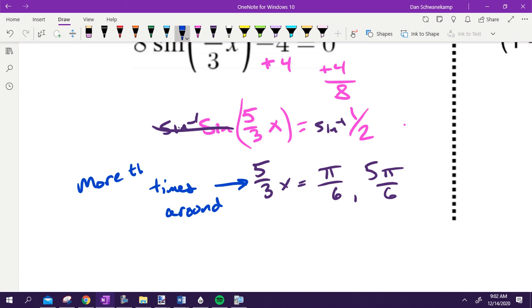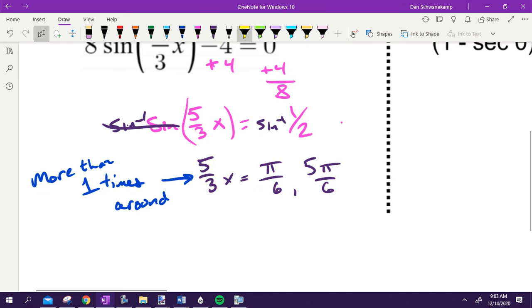Imagine I could write more than 1 times around. That's what it means. Is it more than 2 times around? No, 5/3 is less than 2, but it's more than 1. So what does that mean? Well, it means for these two answers, I need to go around again. How do I show that I'm going around again?